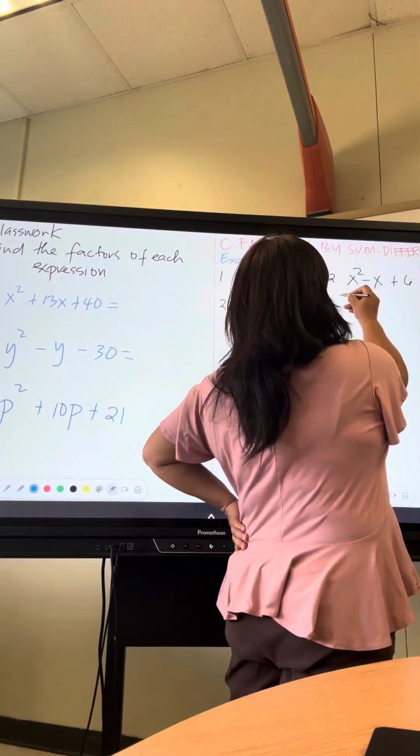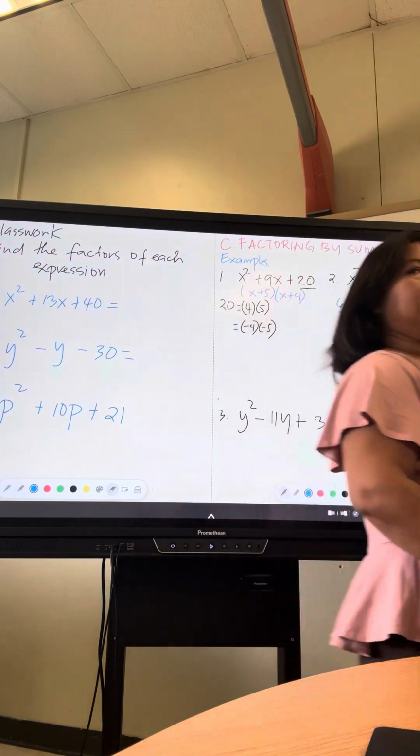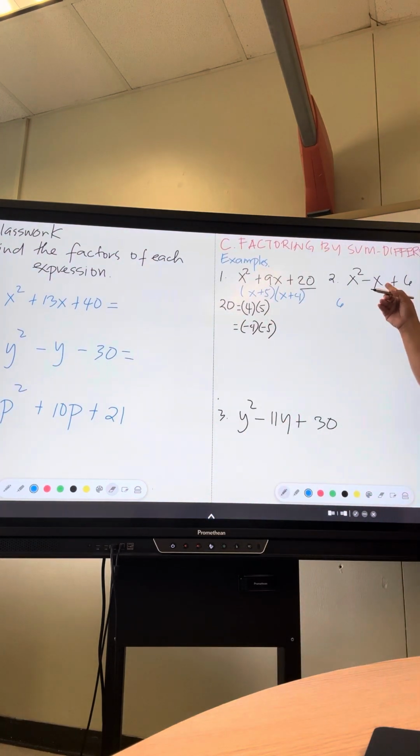So try to look at this number 2. What are the possible factors of 6? Take note of the middle term. You are going to consider the middle term is negative x. So if it is 2 and 3, what do you think? Is it factorable, or are you going to use another technique or method in solving this problem?